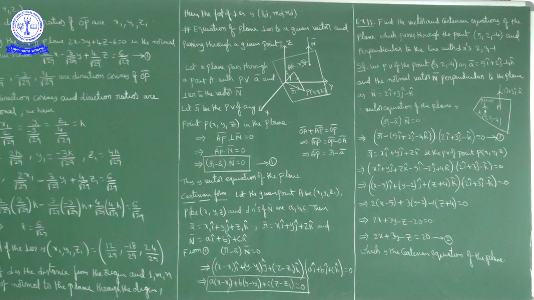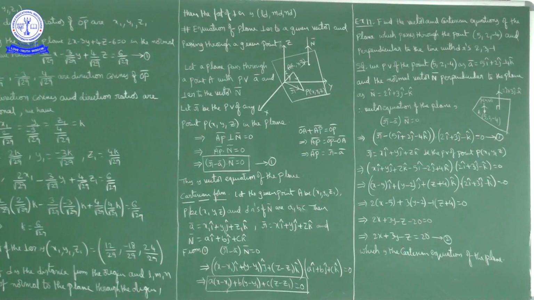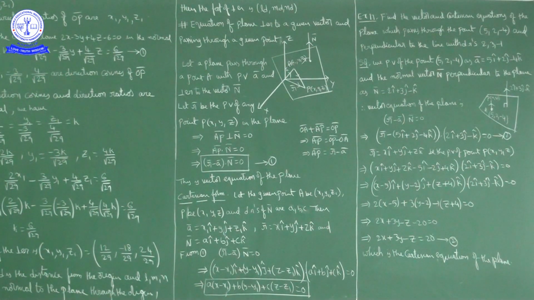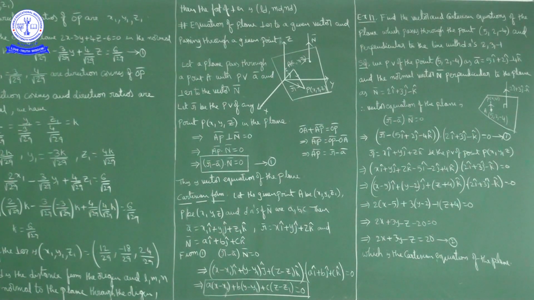Okay, my next method: equation of plane perpendicular to a given vector and passing through a given point. Okay, it means a point on the plane is given and the normal vector to the plane is given. Equation of plane perpendicular to a given vector means the normal to the plane is given, and passing through a given point, then the equation of plane.